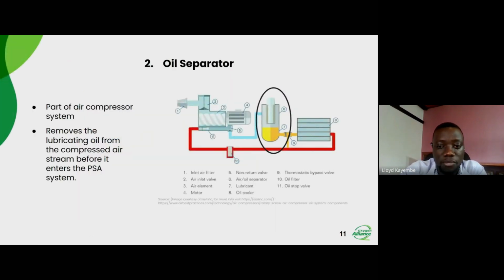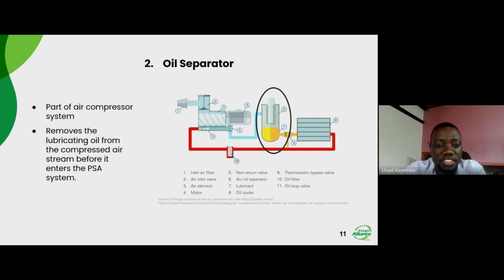The next component is an oil separator. As I said, during the compression process, oil is injected into the compression chamber. This results in an air-oil mix at the output of the compressor. The oil separator is the component that separates the oil from the compressed air.